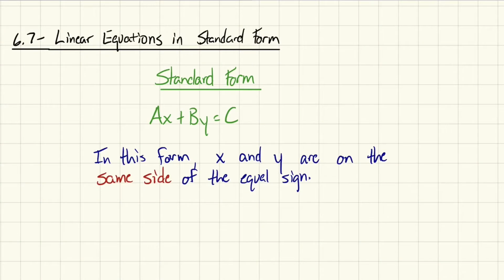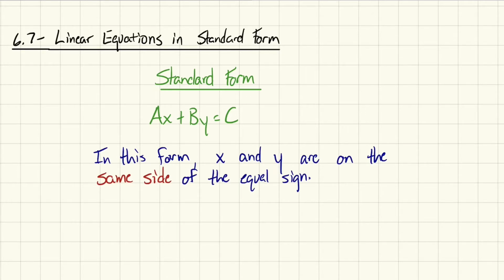Hello everyone, and welcome to lesson 6.7, linear equations in standard form. In this lesson, we're going to talk about our third and final equation of a line, which is standard form, and we're also going to talk about how to change standard form and point slope form into slope-intercept form. I know that's a little confusing to say it that way, but basically we can simplify standard form and we can simplify point slope form.